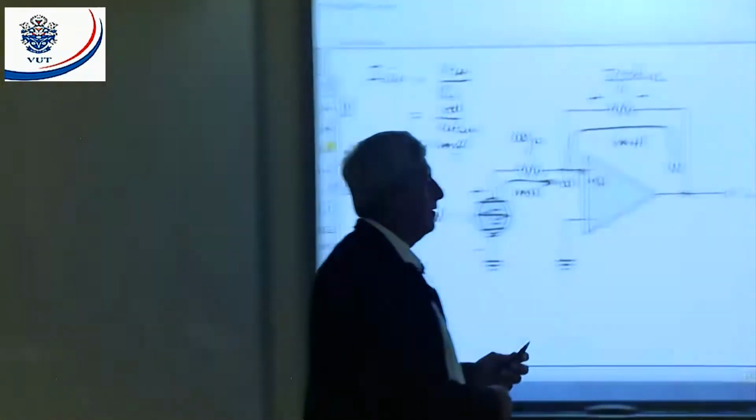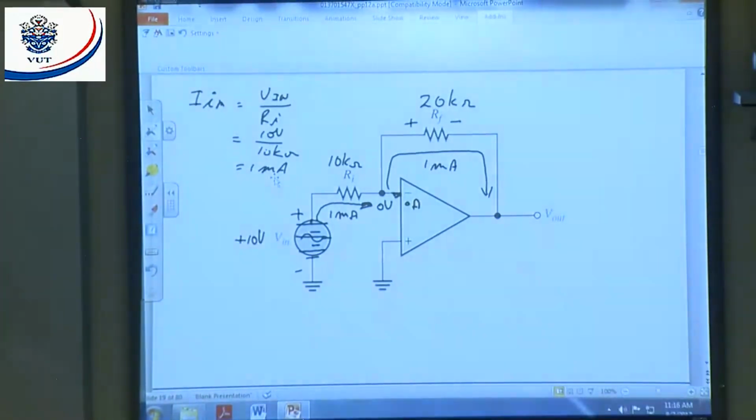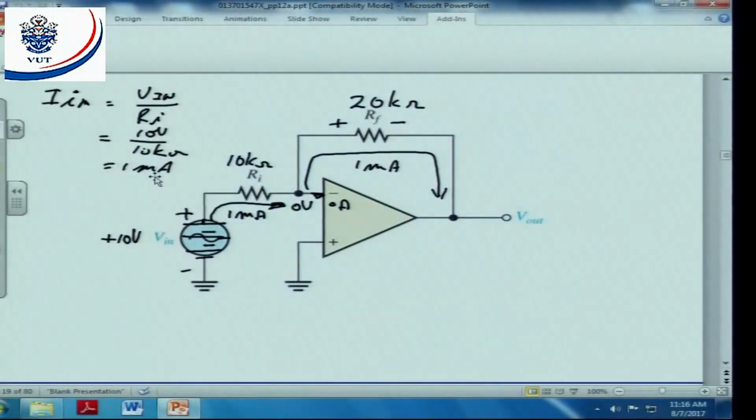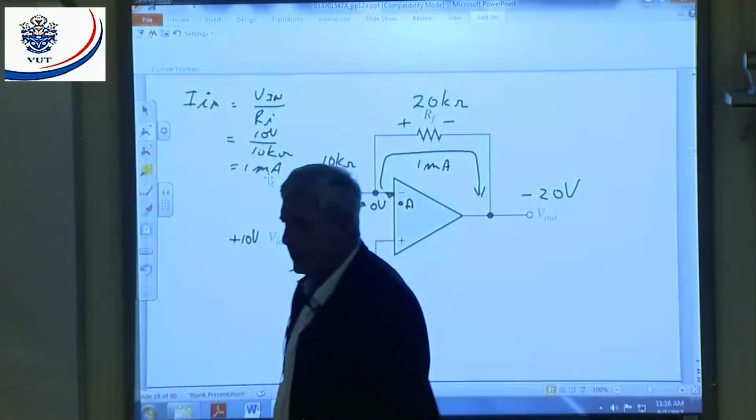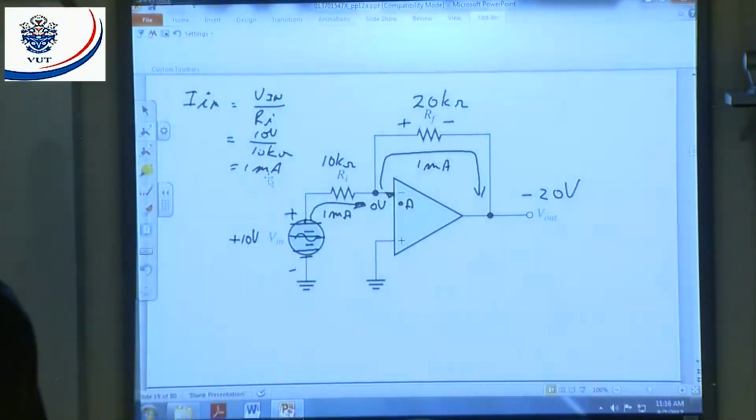All right, let's go and have a look. Minus 20 volts, that means where does the output go? It goes negative 20 volts. Now if I look at 20 volts divided by 20k, it will give me what? 1 milliamp. That means the currents are correct. The currents are flowing in the correct direction. That means that is the correct answer.